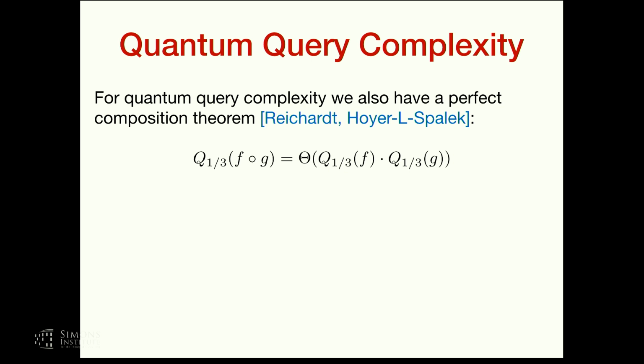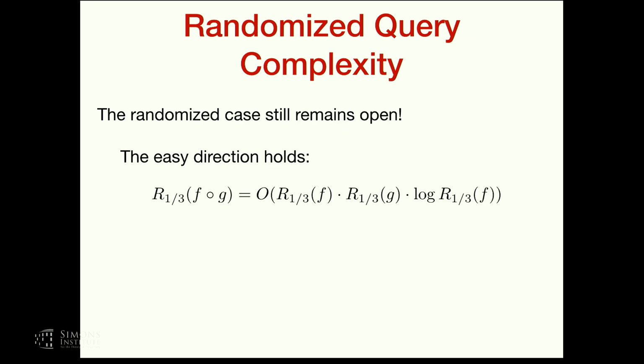So for quantum query complexity, we also have a composition theorem. This time it's tight up to a multiplicative constant factor. And I think it's actually interesting. Actually, the quantum case was even proved before the deterministic case. But of the 3 main query complexities, deterministic, quantum, and randomized, randomized is the one that is still left open. Okay. So again, the easy direction holds, with this extra log factor, but it's still open what the lower bound is.